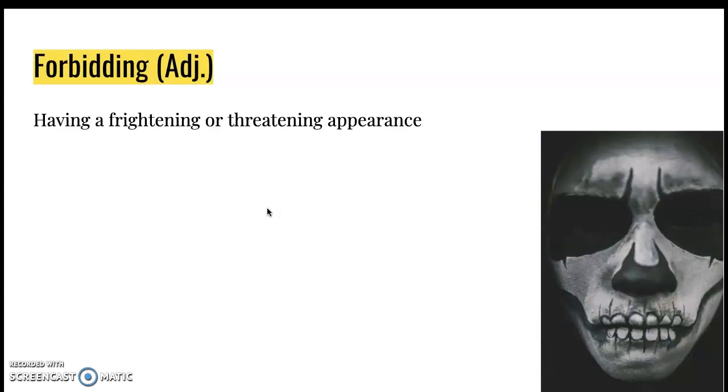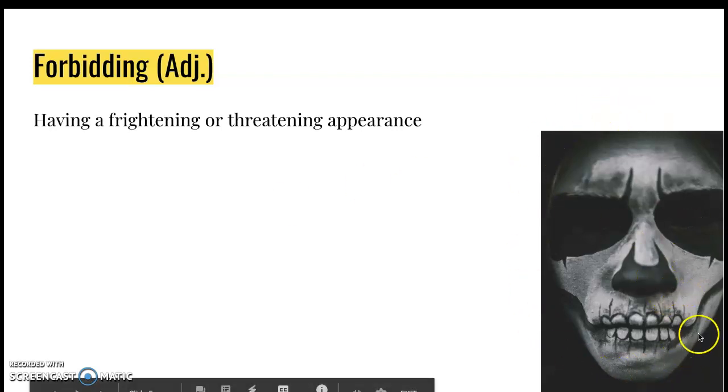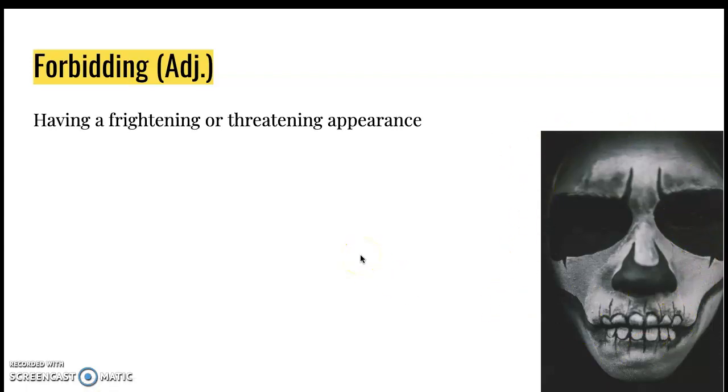The next word is forbidding, and that is an adjective, and it's used to describe somebody. So I know that you've probably heard the verb form of this word, which is to forbid, and that would mean to stop. And so I think somebody asked me about this last year, but this version of the word forbidding is an adjective, and it means having a frightening or threatening appearance. So with this picture, obviously, if someone has this in a movie, this type of face, or during Halloween, they might be seen as forbidding.